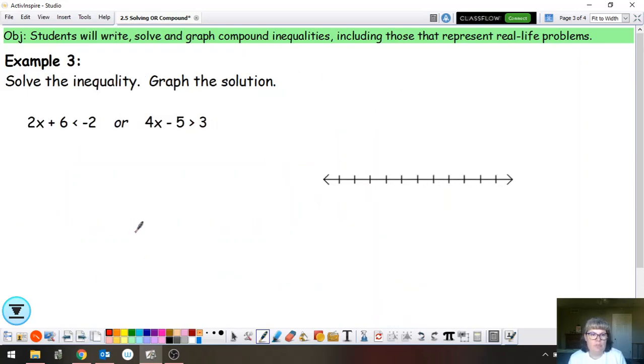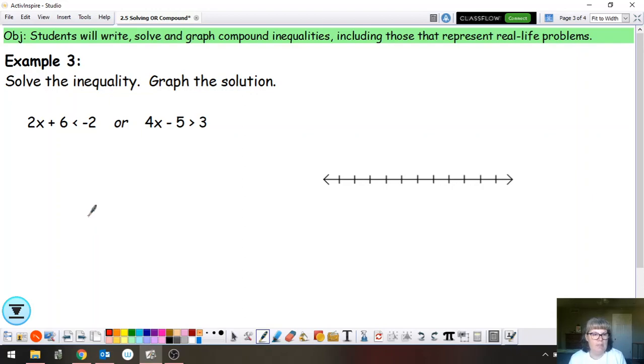We can also solve compound inequalities. So we have two inequality statements here that we need to solve. We follow the same steps for solving any inequality. It's just that we're going to solve two inequalities and we're going to graph the solution for both of them on the same number line.